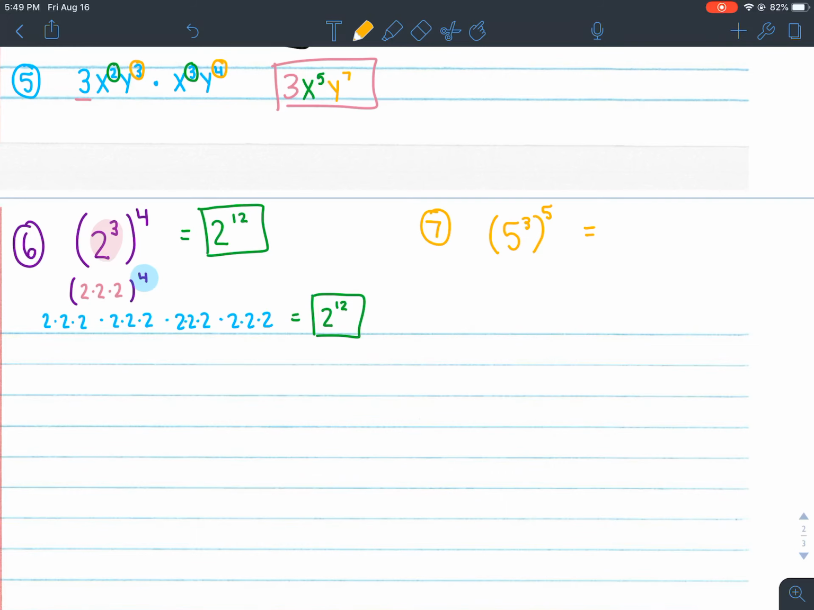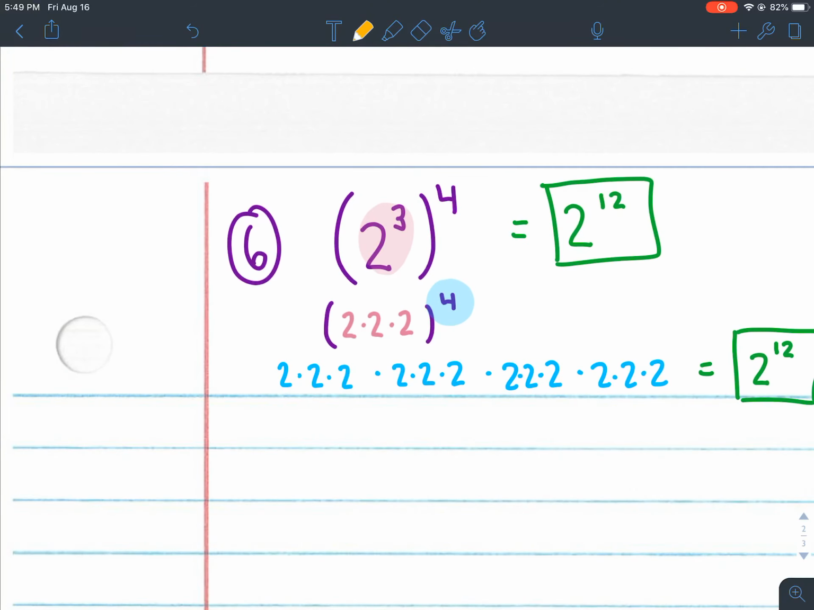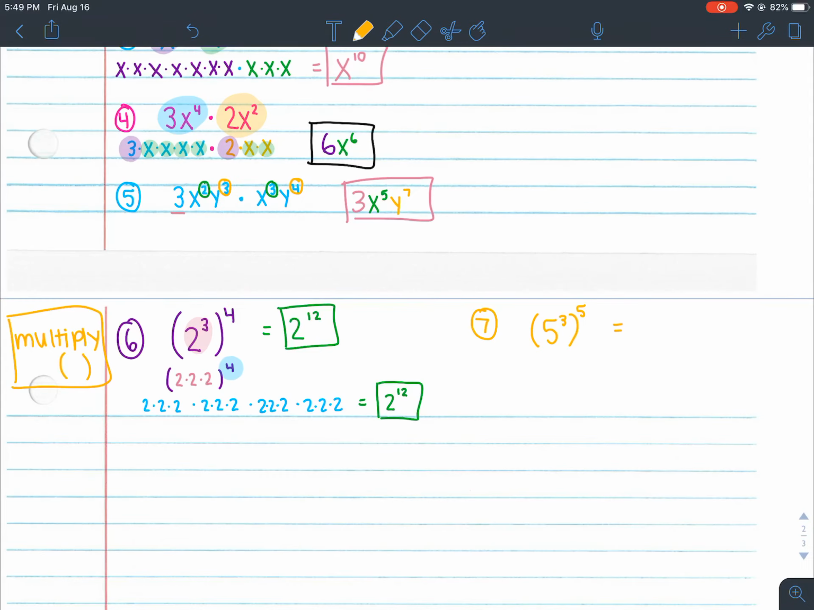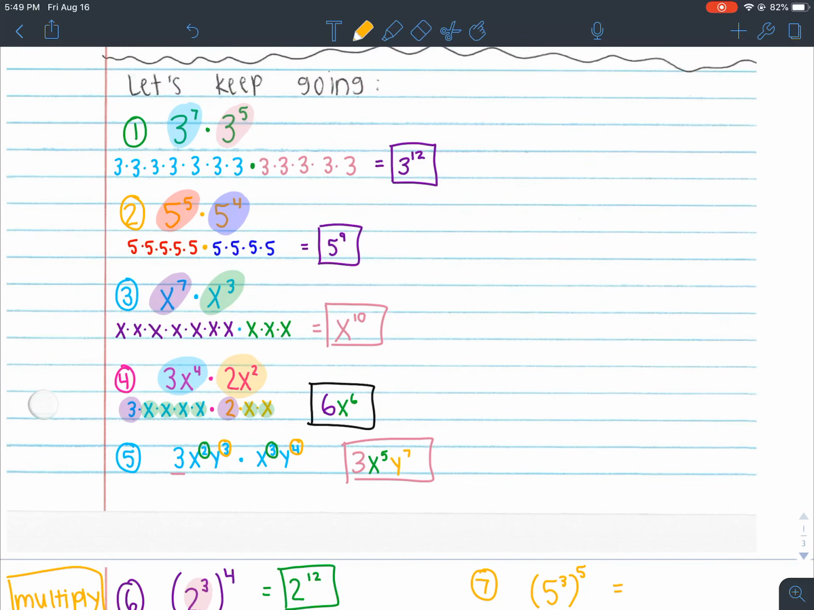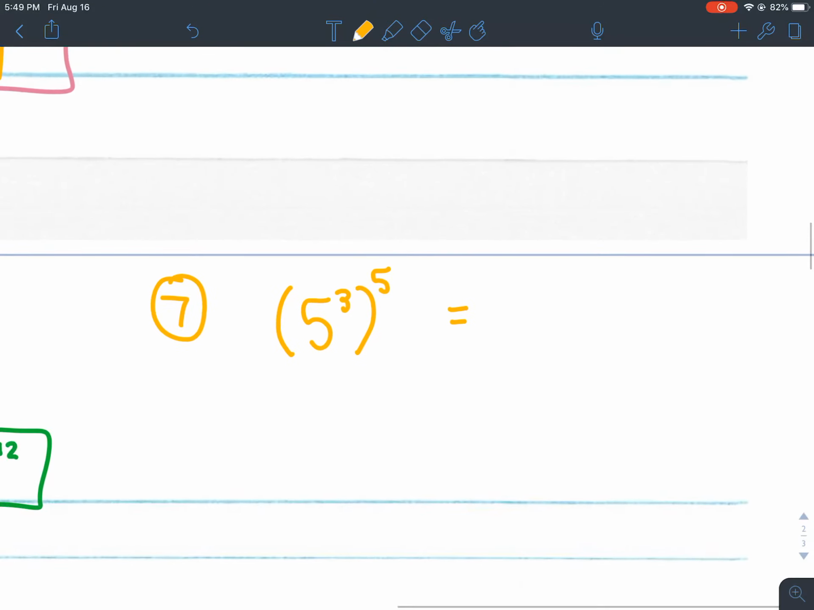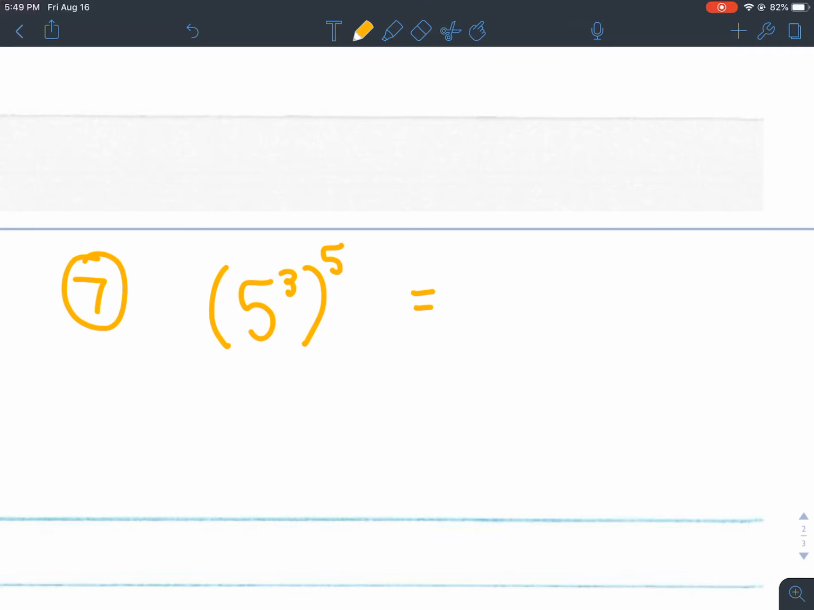So our power rule was to multiply the exponents. So if you want to, you can write multiply next to these. So if you see parentheses, you multiply. And if you don't see parentheses and there's the same base, you add. So we have 5 to the 3rd to the 5th power. Well, here I said multiply, right? So I have 5 to the 15th. This would be the answer.